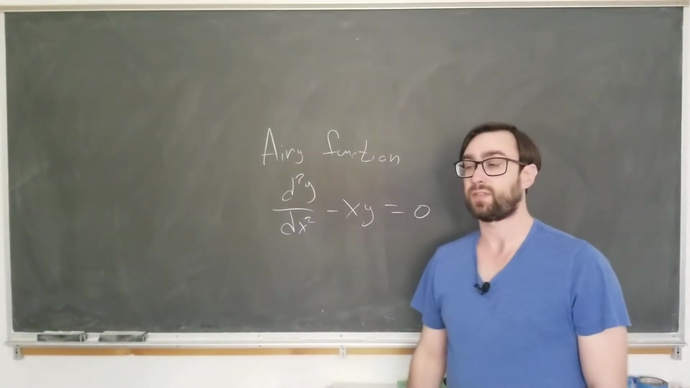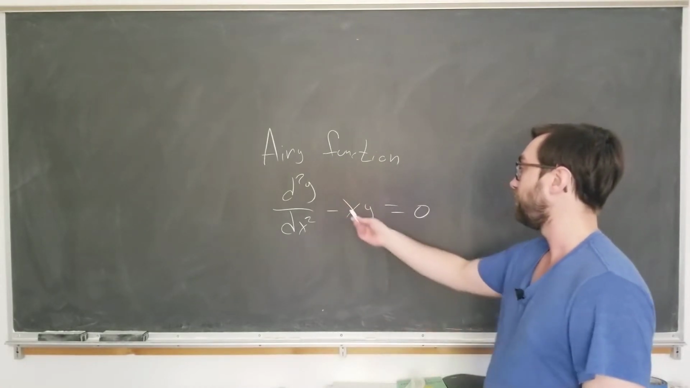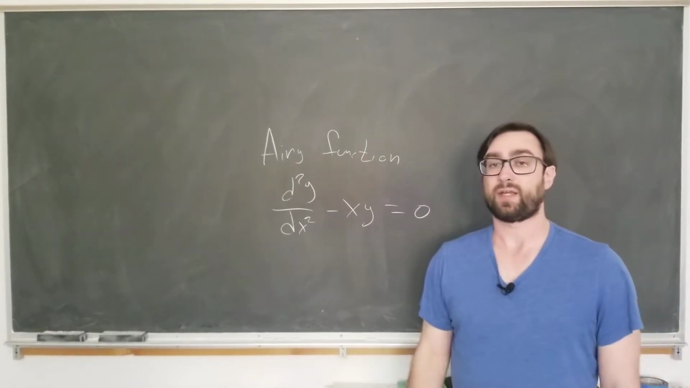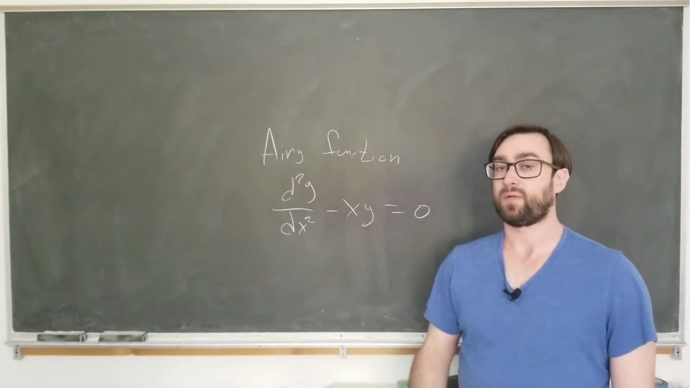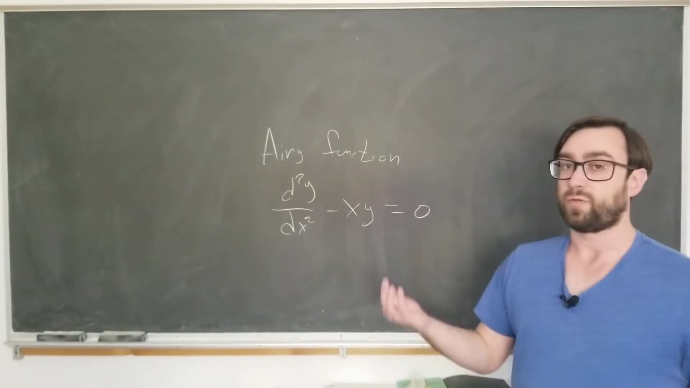Today we are going to investigate the Airy function, which satisfies the differential equation d squared y by dx squared minus xy is equal to 0. This is a second order equation. It's not separable. It requires special methods to solve it. And in this case we are going to use the Fourier transform.